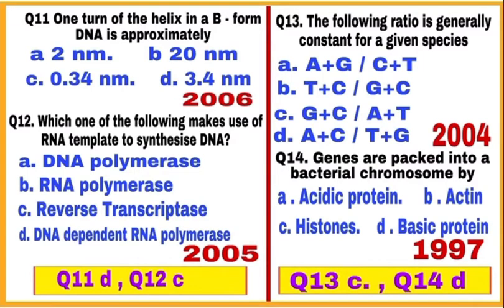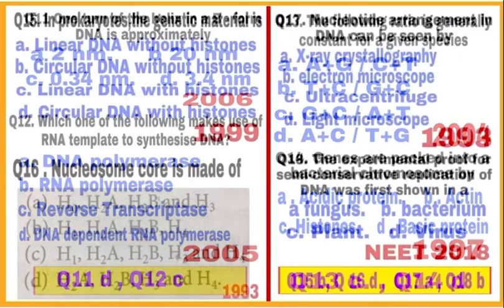Genes are pegged into a bacterial chromosome by basic proteins, as histones are absent in bacterial cells. So, correct answer is D. Mark D as a correct answer.